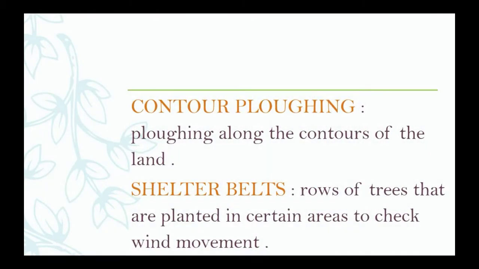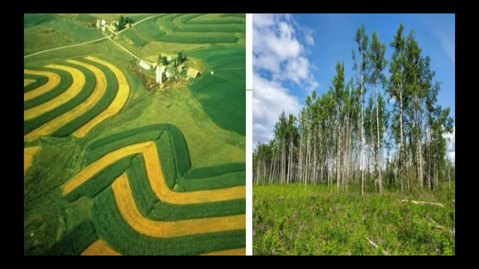Next one is contour ploughing. Contour ploughing is nothing but ploughing parallel to the contours of a hill slope to form a natural barrier for water to flow down the slope. And next process is shelter belts. In coastal areas and dry regions, rows of trees are planted to check the wind movements to protect the soil cover. Next, here you can see the contour ploughing and shelter belts.